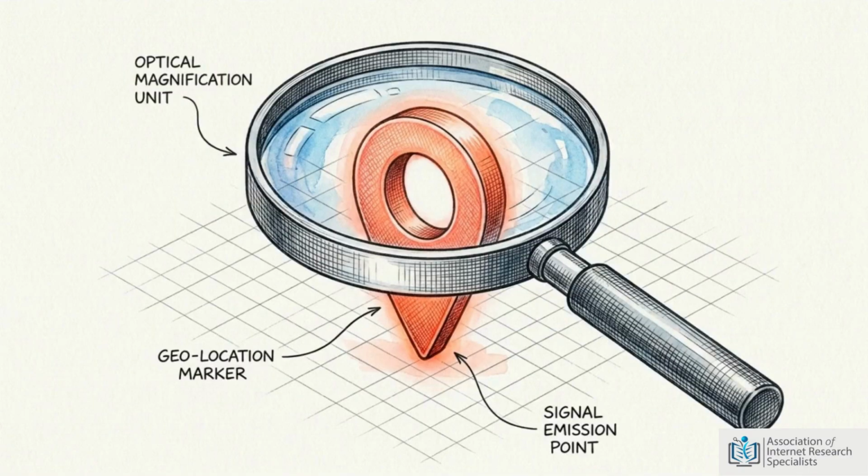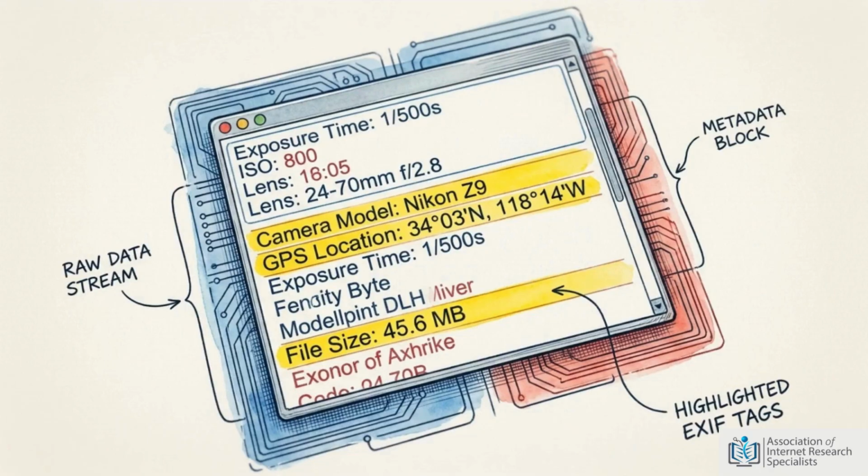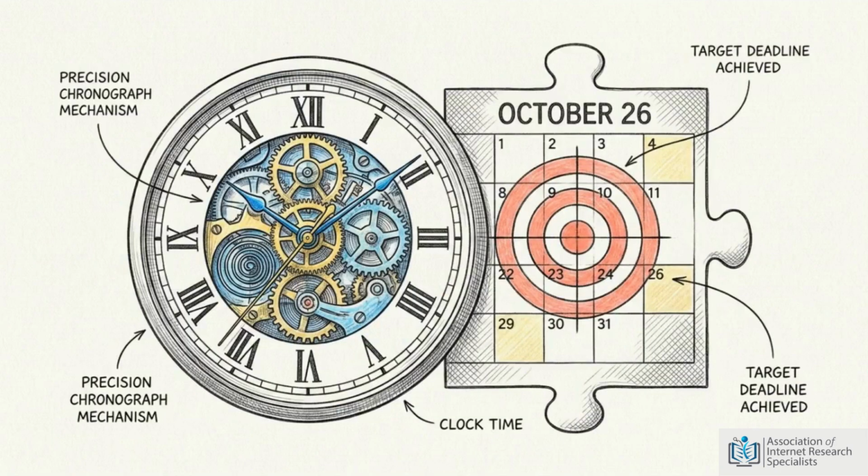Once the file is secured, we verify its origin. Using open-source tools like the Amnesty International Data Viewer, we extract hidden metadata from the file to pinpoint the exact time and date it was originally uploaded to the web.